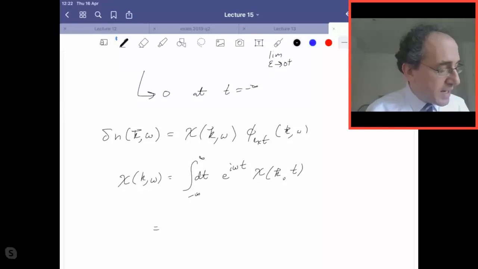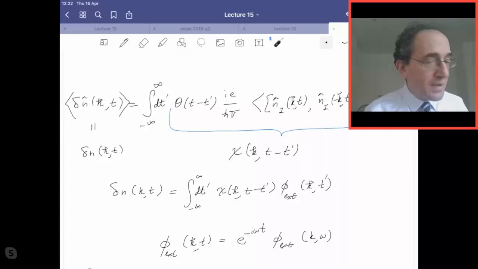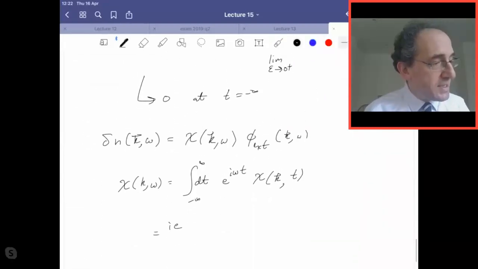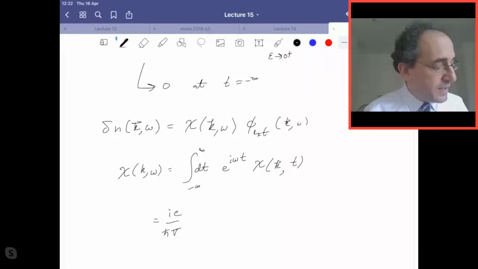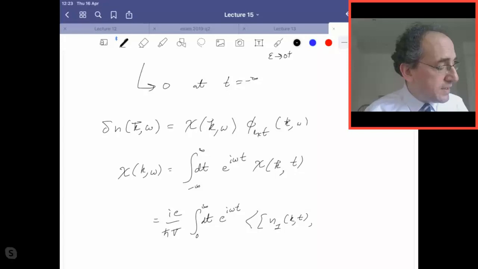And we can write out the definition of this chi. It's not a zero, this is a comma. We can write out the definition of chi. Remember our definition of chi way back up here. So we'll plug in this definition of chi. And what we get is i over h bar V, integral from 0 to infinity dt. There was a step function in chi, a theta function, and that's what cuts off this integral here, e to the i omega t, and then n interaction representation of k and t, and n interaction representation of minus k and t, and times 0.